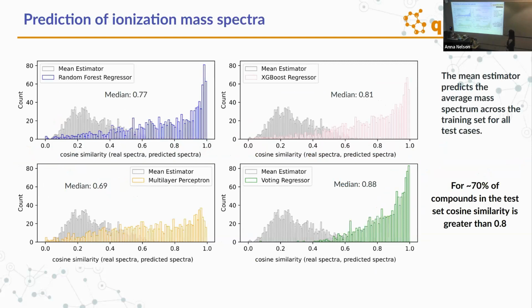On test data, our best performing individual model was the XGBoost regressor with a median percent similarity of 0.81. Here, this mean estimator is just the average mass spectrum across the training set, which is predicted for all the test cases. You can see that the voting regressor performed significantly better than our best individual machine learning algorithm, which is XGBoost. In the case of our final voting regressor, for 70% of compounds in the test set, the percent similarity was higher than 80%.